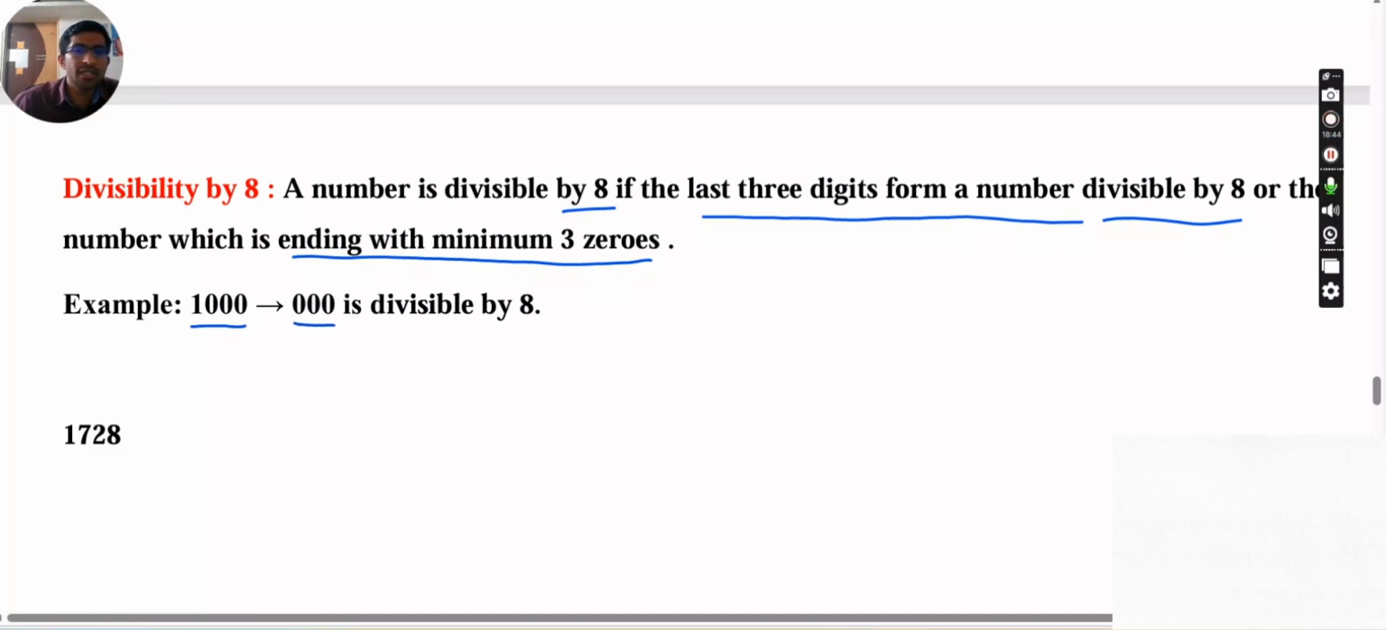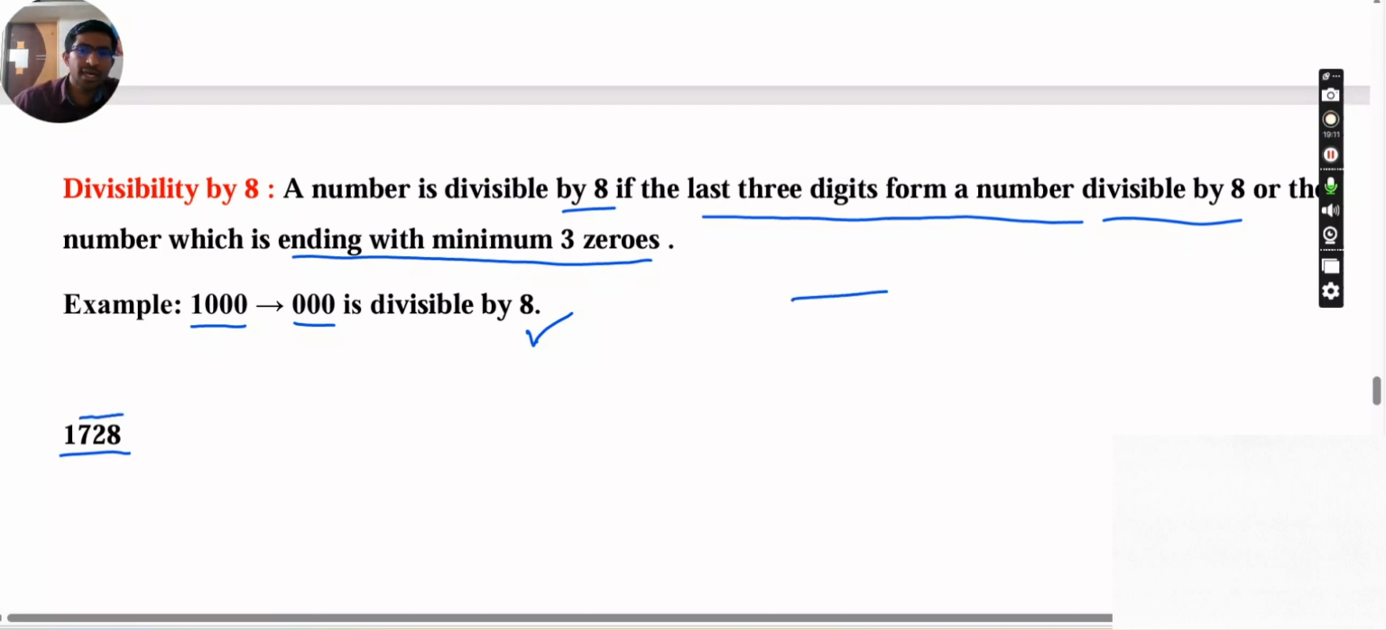So what we have written in the test: minimum three zeros should be there. How many zeros? Three zeros. So here three zeros are present, so we can tell directly that this number is divisible by 8. But in another example we have taken, zeros are not present. So the number is 1728. So what do we have to take here? The number formed by the last three digits. The number formed by the last three digits is 728.